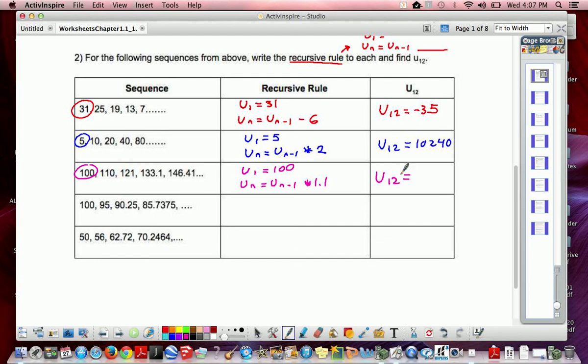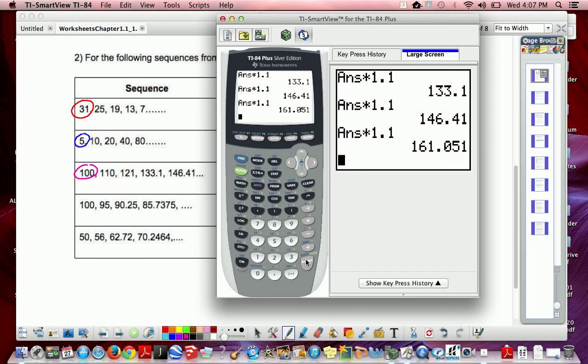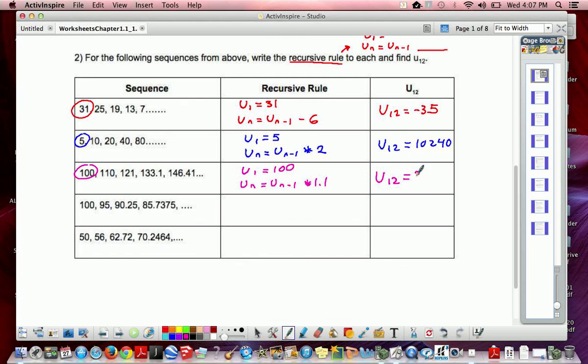So u sub 12, then it's just using that last answer feature once again. So I'm just going to clear that. Start with 100, times it by 1.1. So there's my second term, times it again. There's my third term, 4th, 5th, 6th, 7th, 8th, 9th, 10th, 11th, 12th. So sure enough, 285, I'll just round it to 2 decimal places. 285.31. 2 more to go on this page.